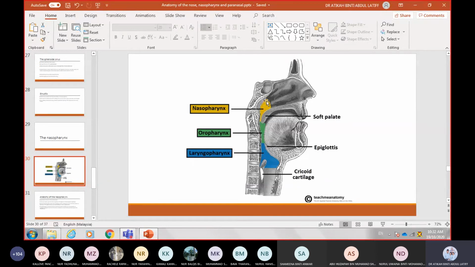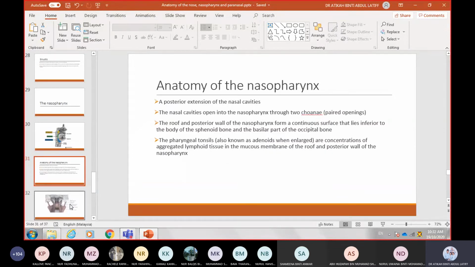Apart from the nasopharynx, this is the mouth or oral cavity, and this is your tongue. At the back of it, you have your oropharynx, and just after the oropharynx, you have your laryngopharynx. We will only talk about the nasopharynx, which is a small area, so there's not much to talk about, but just a bit.